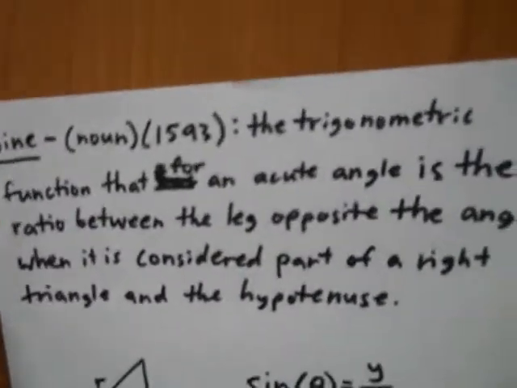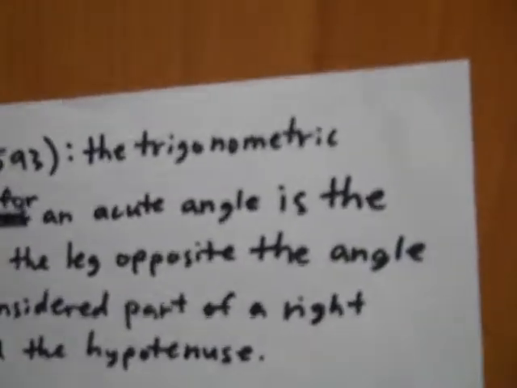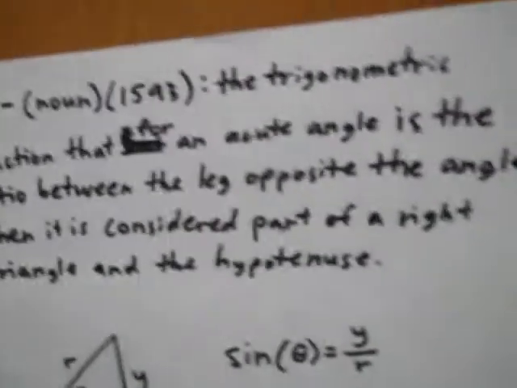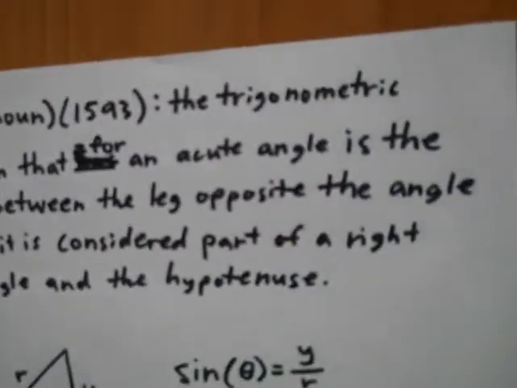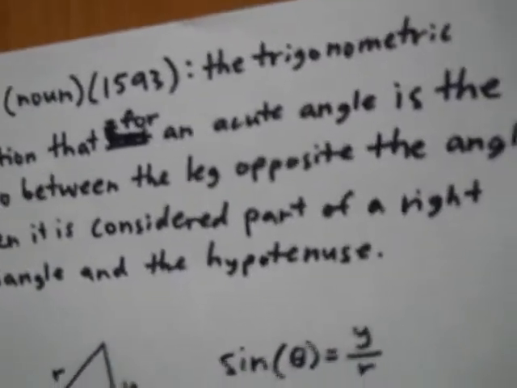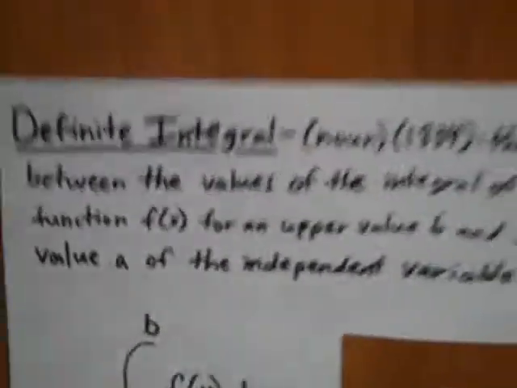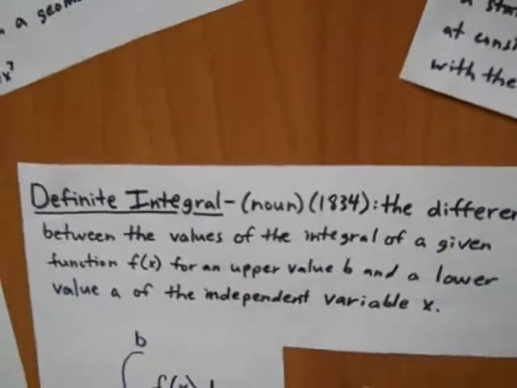It's a noun originated in 1593, and it's the trigonometric function that for an acute angle is the ratio between the leg opposite the angle when it is considered part of a right triangle and the hypotenuse, and that's an illustration of sine. Fourth one we did was a definite integral.